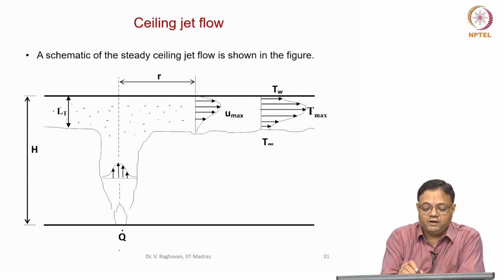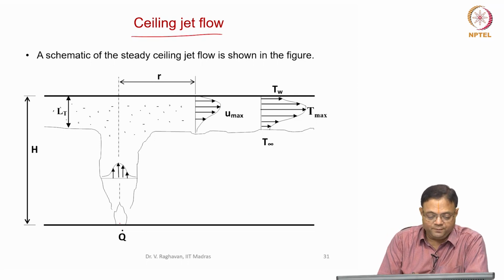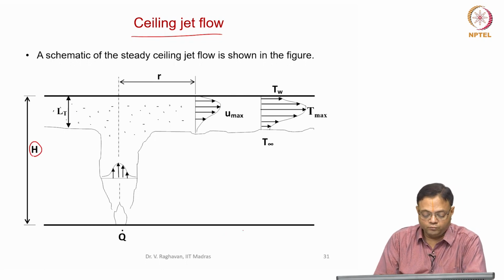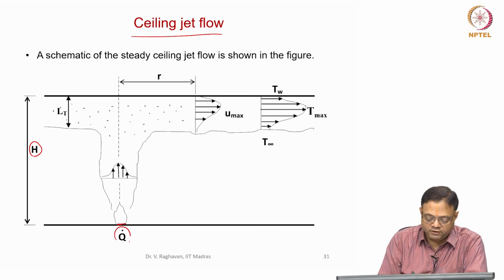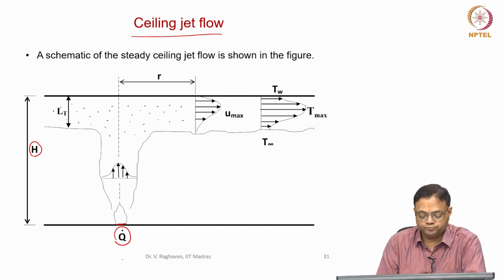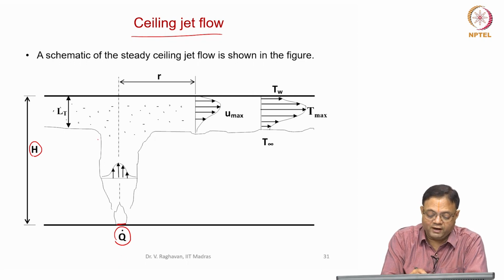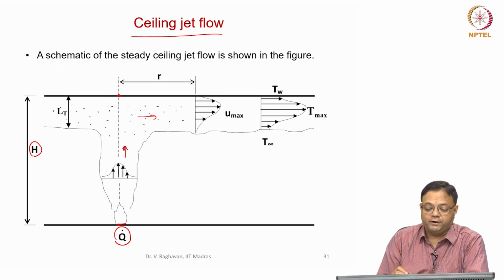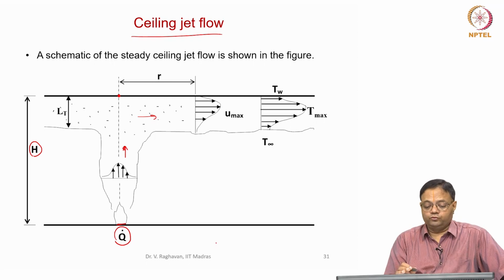So this is the schematic of the ceiling jet flow. Let us say there is a ceiling, there is a floor, and there is a ceiling at a height H from the floor, and there is a fire source which gives a heat release rate of Q dot. The plume generates from the fire. So this is the velocity profile or temperature profile of the plume, and after hitting the ceiling impinging point, it actually goes parallel to the ceiling. That is, the plume direction changes perpendicularly and it goes.